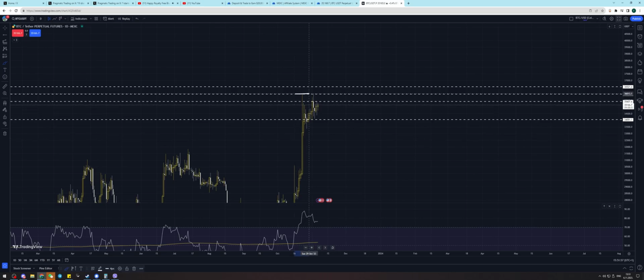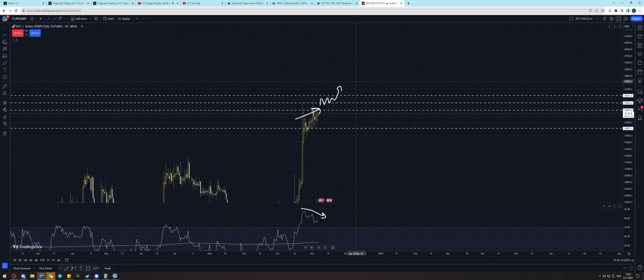So my bias remains the same. We will retrace down after we gather enough liquidity in this area. I have clear technical reasons for that, and I will change my bias only if we reconquer these highs as supports and show some clear signs of strength. Until then, nothing has changed. We can go a little bit higher towards the 36.7 or maybe 38k, but I would be very careful in this range, okay? So that's it, guys.